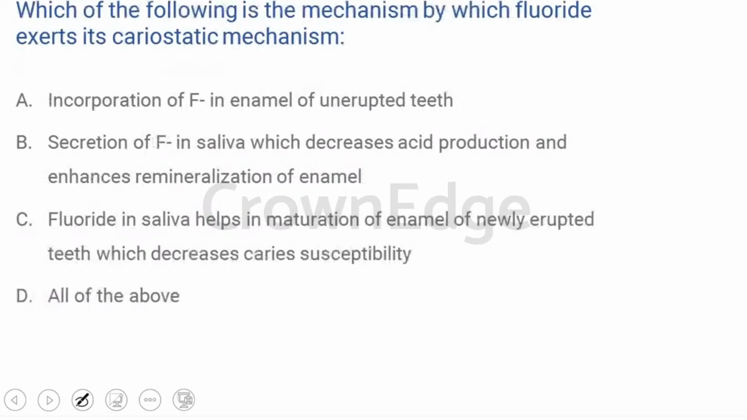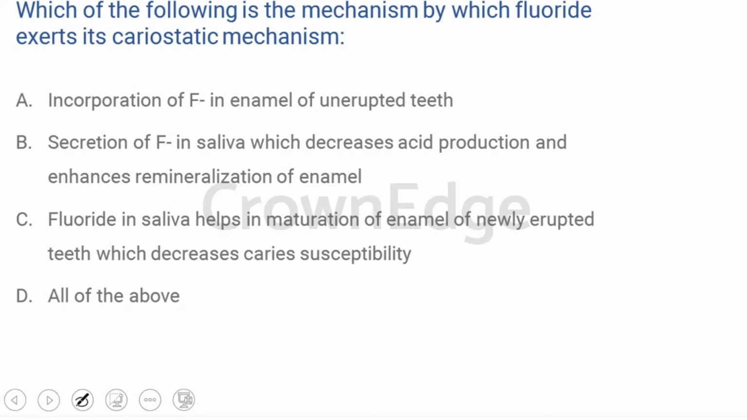Which of the following is a mechanism by which fluoride exerts its cariostatic mechanism? A, incorporation of fluoride in the enamel of unerupted teeth. B, secretion of fluoride in saliva, which decreases acid production and enhances remineralization of enamel. C, fluoride in saliva helps in maturation of enamel of newly erupted teeth, which decreases caries susceptibility. D, all of the above.